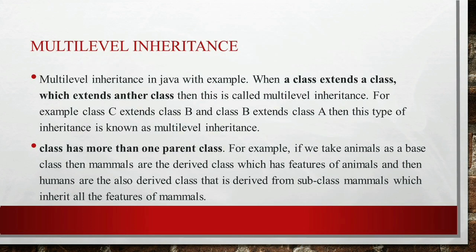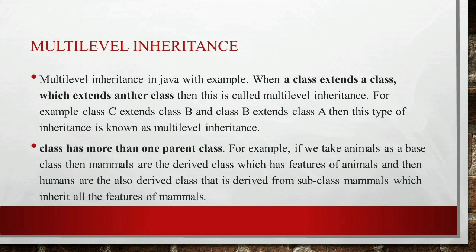Next is multi-level inheritance. Multi-level inheritance in Java with example: when a class extends a class which extends another class, then this is called multi-level inheritance. For example, class C extends class B and class B extends class A. Then this type of inheritance is known as multi-level inheritance.